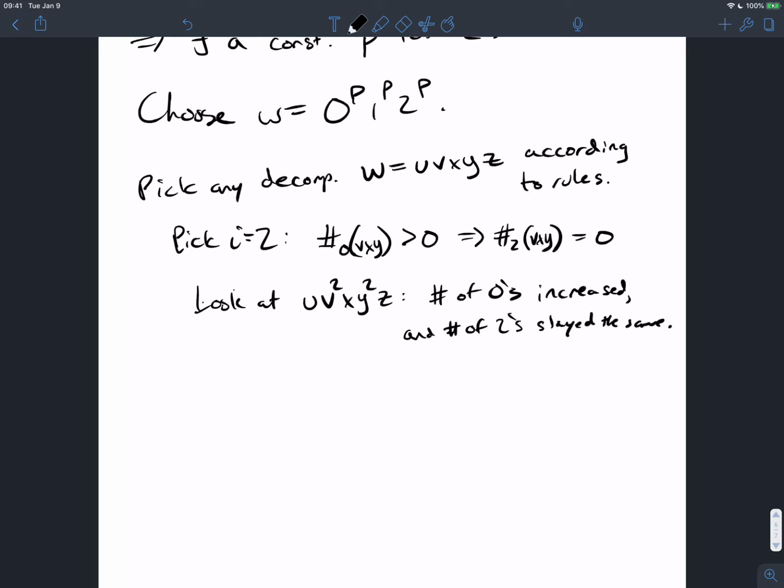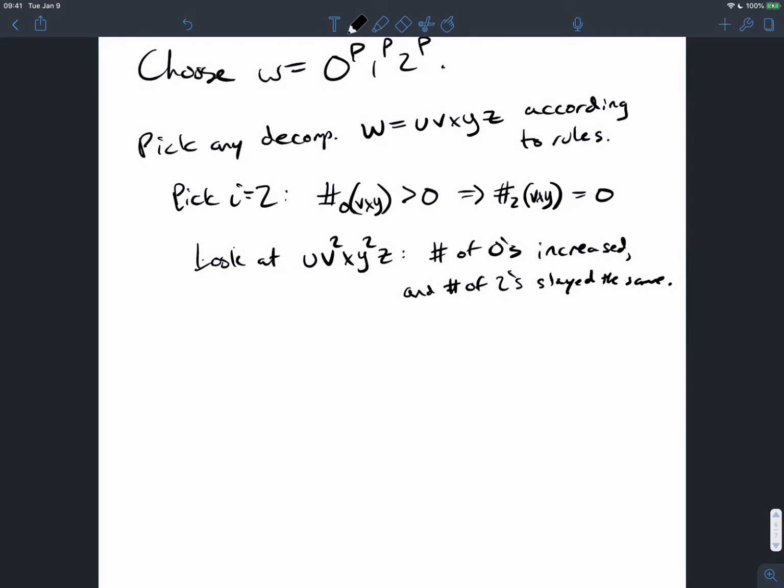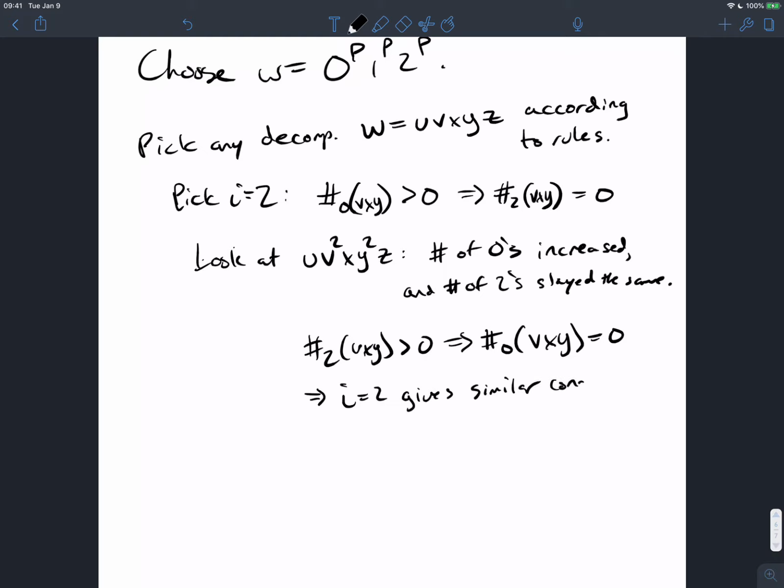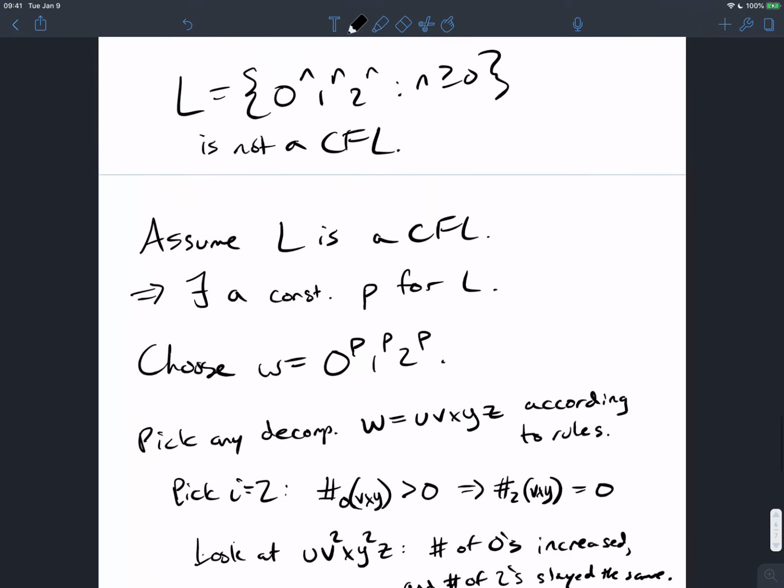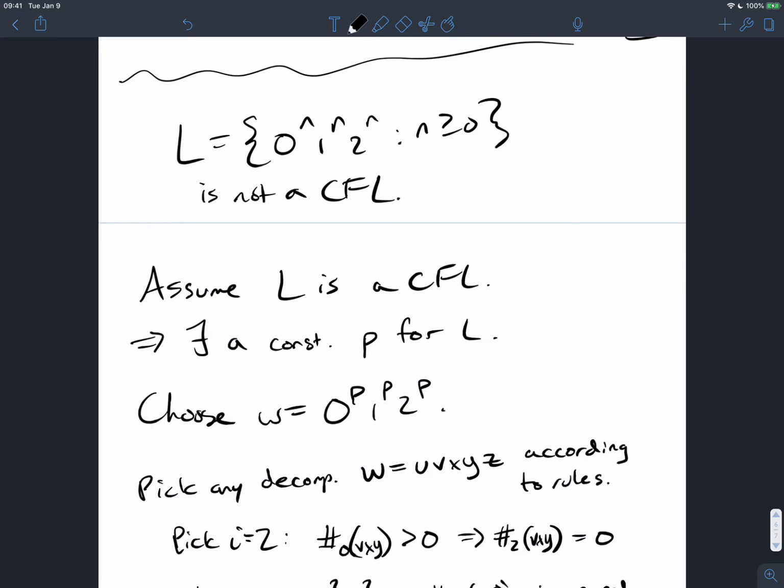But the other case, does this handle every decomposition? No, because it may be that the VXY has some twos in it, right? That's certainly possible. Then if we have the number of twos being strictly positive, then the number of zeros in VXY is zero for the analogous reason. And then from this, I equals two gives a similar conclusion. Because if I put another copy of V and Y in, then I'm putting more twos in, and I didn't touch the number of zeros. So therefore the number of twos went up, but the number of zeros stayed the same. And so that contradicts the string being in this language because it has to have the same number of zeros and twos.